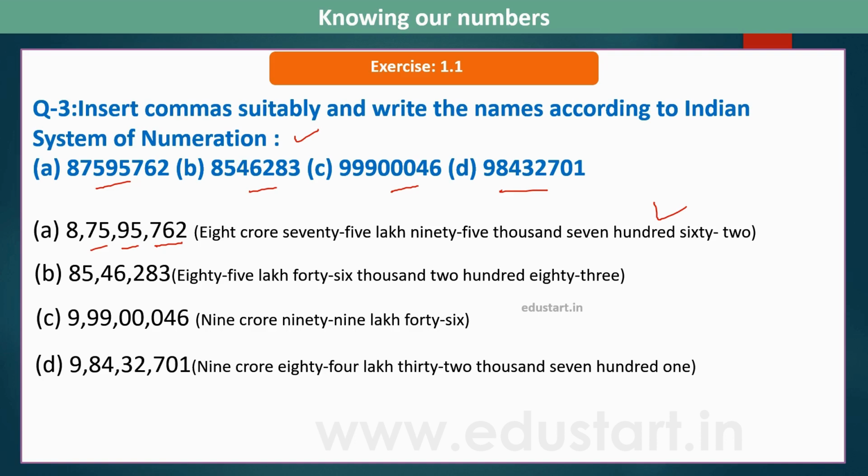Okay. Now the second one, 85 lakh 46,283. So here commas are placed after 3, after 2, and that's all. Now next one, 9 crore 99 lakh 46. So here also commas are placed after 3 digits, then 2, then 2. Now the next one is 9 crore 84 lakh 32,701. So here you can see after 701. If you just count from right to left, after 3 digits, then 2 digits, then 2 digits. So this is how we are going to write.